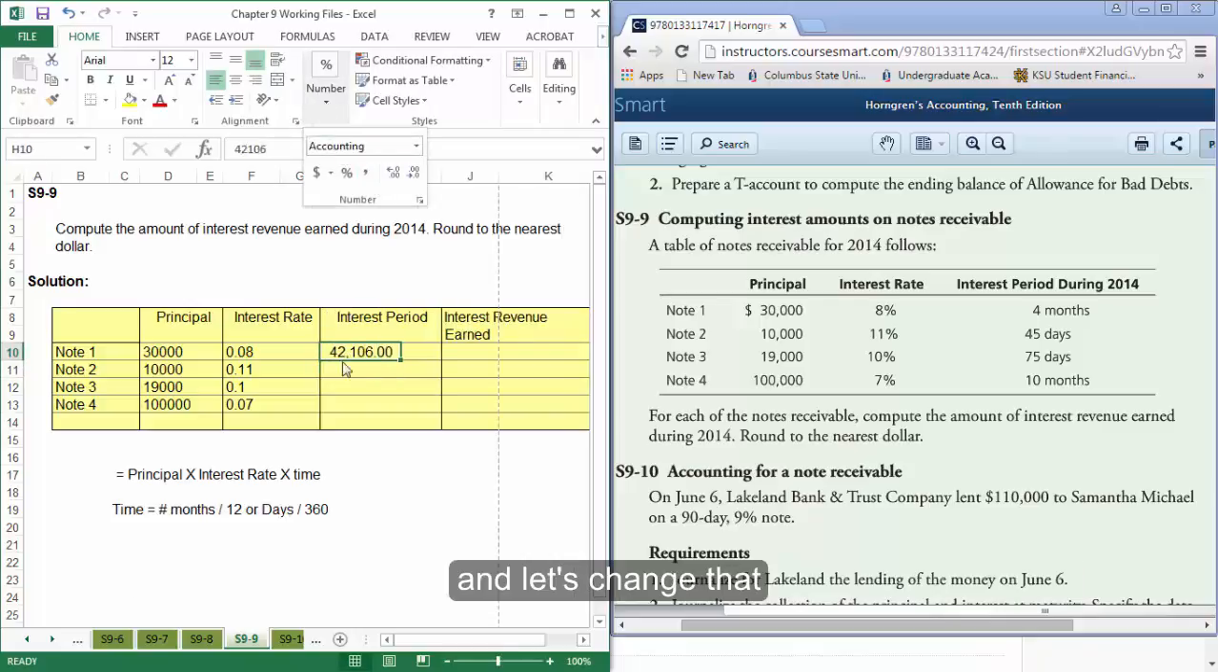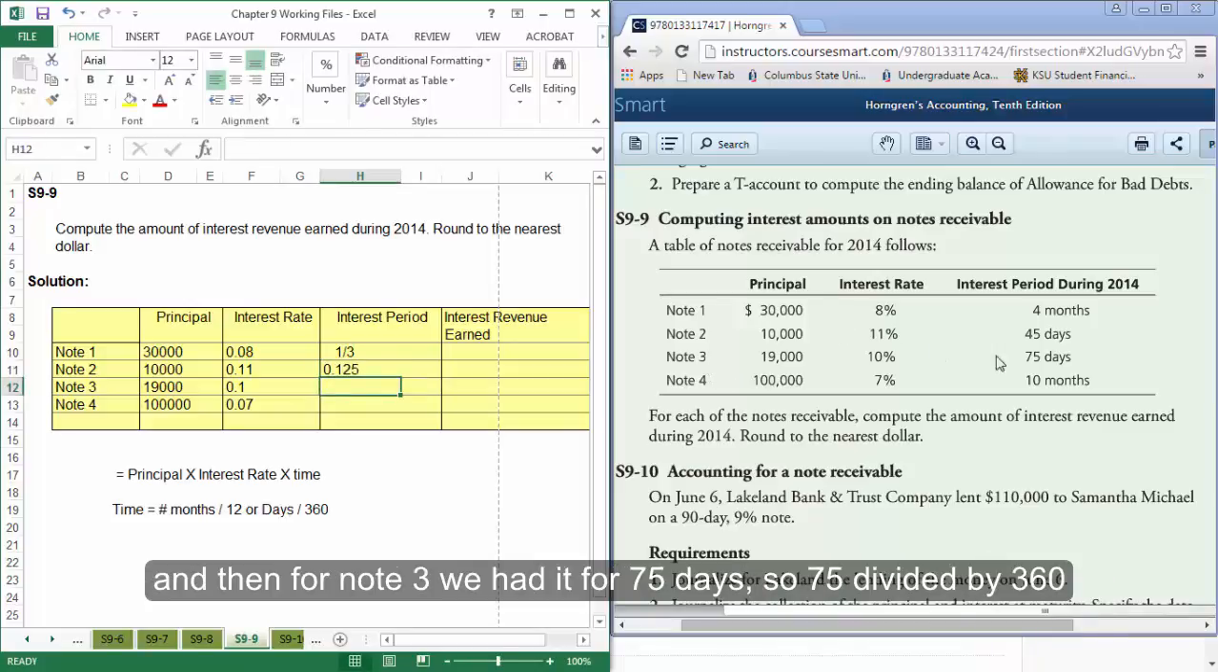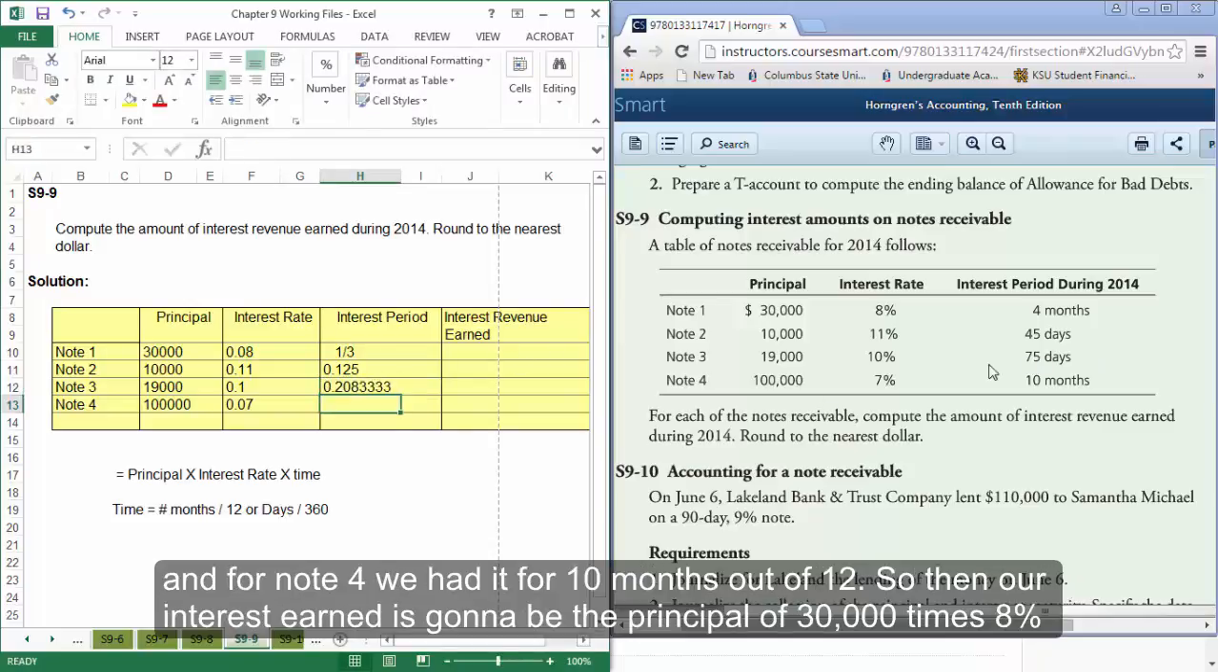And let's change that. All right. And then for note 2, we had it for 45 days, so we would do 45 over 360. And then for note 3, we had it for 75 days, so 75 divided by 360. And for note 4, we had it for 10 months out of 12.